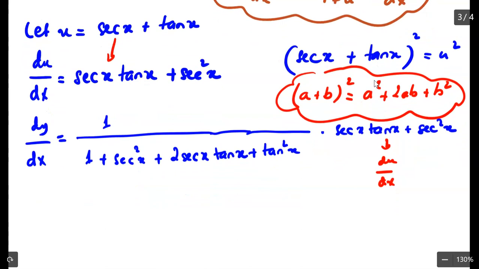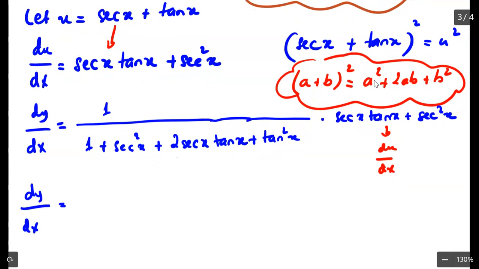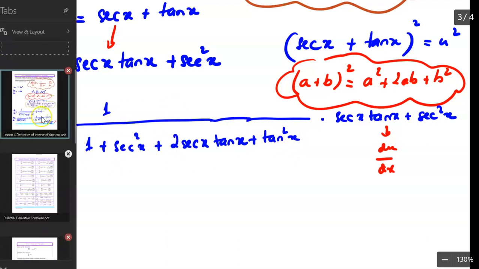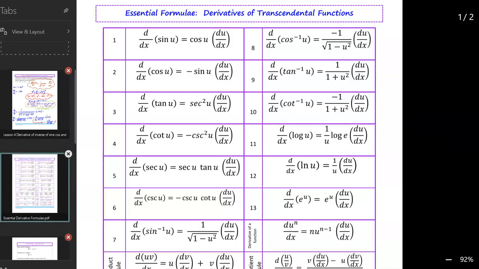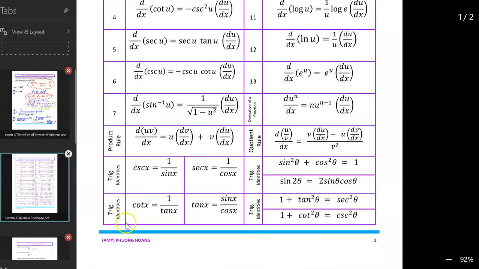Okay, so the next step is to simplify. I would like everyone to take a look at what I have in this case. Okay, so we have 1 plus secant squared of x plus twice secant x tangent of x plus tangent squared of x. In order for us to simplify this, we have to use trig identities. So let me get back to the formula sheet that I showed everyone. Underneath here, I identified some trig identities for you to use.